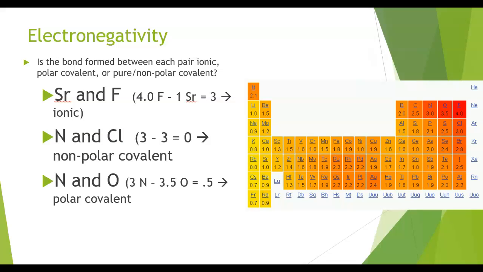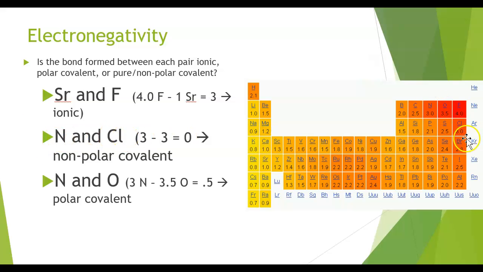So if we take a look at these, we have strontium, which is 1.0, fluorine, which is 4, so the difference is 3, so that would be ionic. We're going to treat all metals and nonmetals as ionic bonds. All right, so we have nitrogen and chlorine.